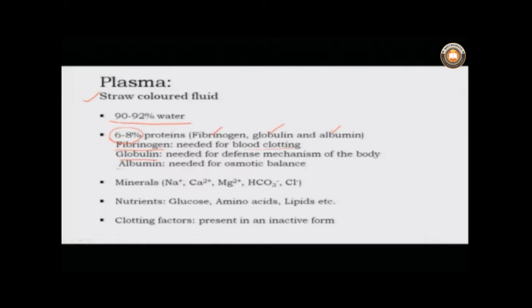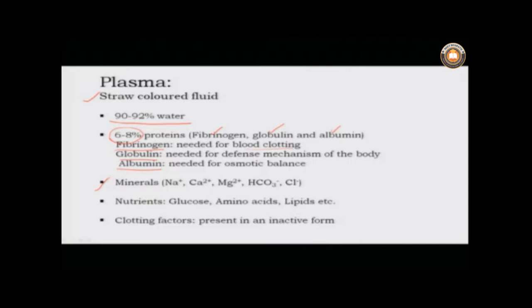Then the third category of proteins that are present in the plasma are known as albumins. These albumins are needed to maintain the osmotic balance in the body fluids. So, now let us look at the next component, which is minerals. Among the minerals that are present in the plasma, the very important ones are sodium ions, calcium ions, magnesium ions, bicarbonate ions and chloride ions.